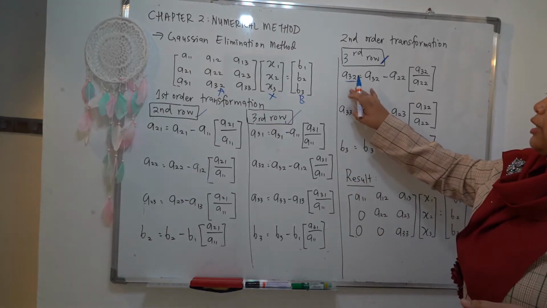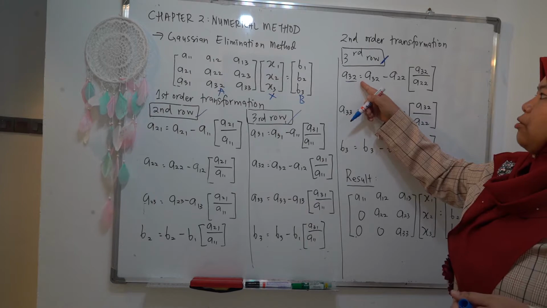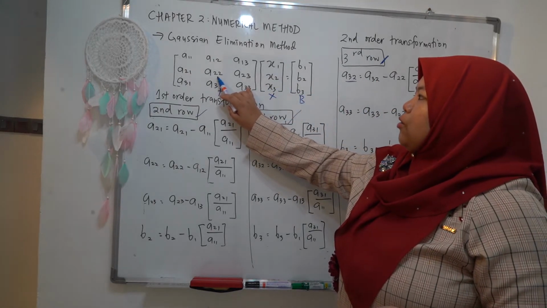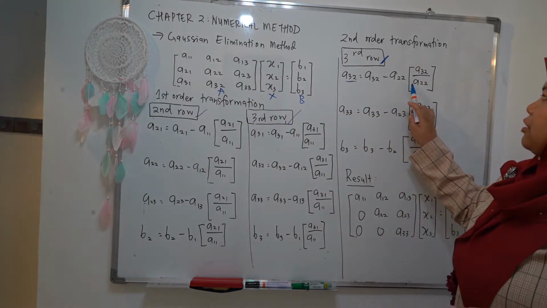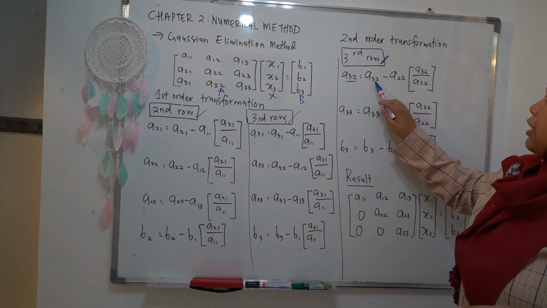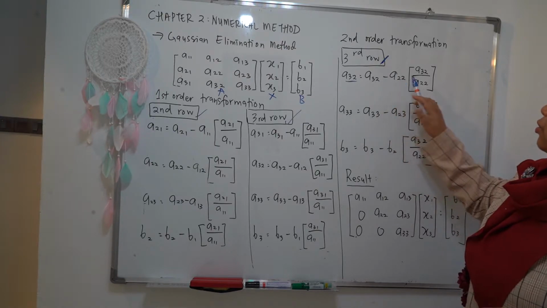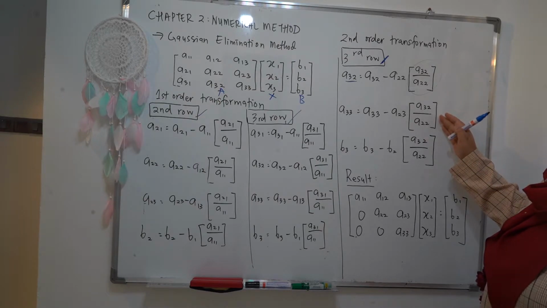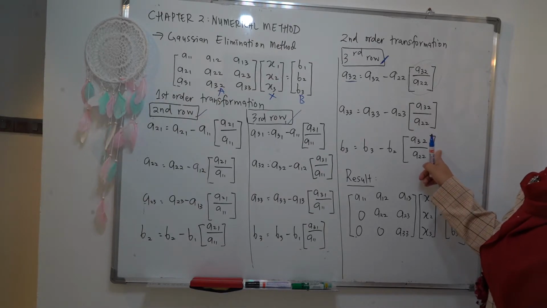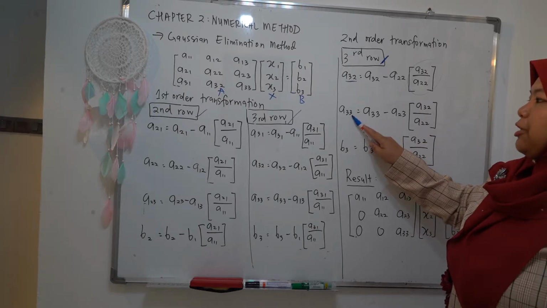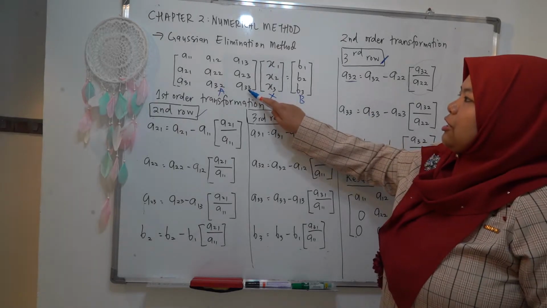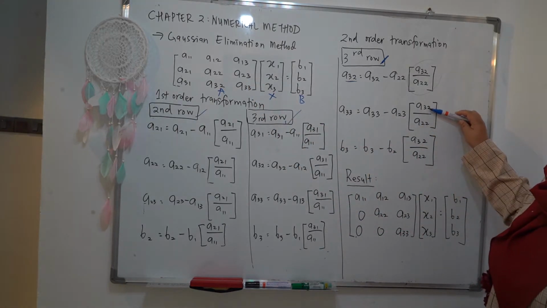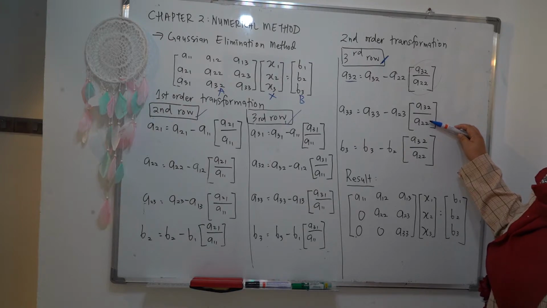So I start with A32. A32 equals A32 minus A22, and then we have to times the number itself, so A32 over A22, and then the multiplication. We just follow this for the second and the third one. So I continue. A33 equals A33 minus A23, and then we times with the A32 over A22.